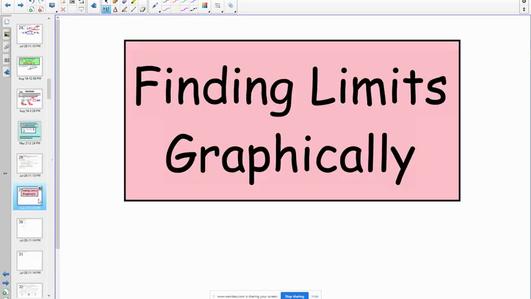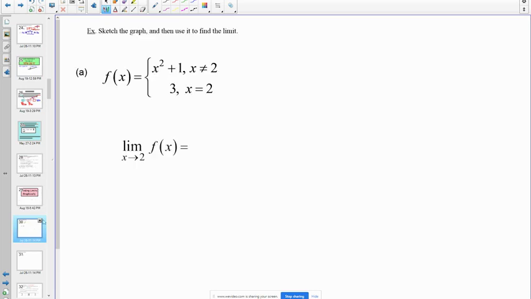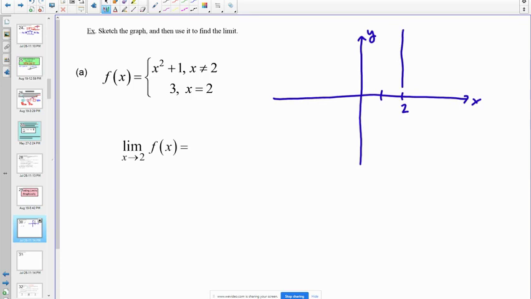All right, then I want to change to finding limits graphically. I think finding limits graphically is a little bit easier than numerically, but sometimes students also get confused. So what I'm going to do is sketch this graph and show you how this works. This is a piecewise function. The breakpoint is at 2, so let me go ahead and graph 2. That means this graph acts differently from the left of 2 and from the right of 2.